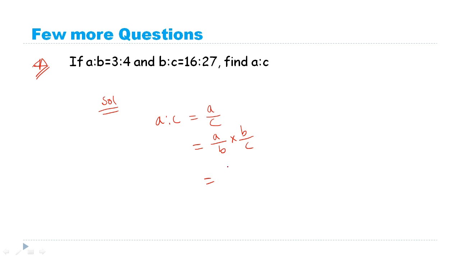So A by B was 3 by 4, into B by C, which is 16 by 27. If you do the calculation, 4 times 16, 3 times 9 times 27. So 4 is to 9, that is A is to C. Is it not simple? It's very simple in fact. So this is the way to perform this question. Let's check the next question.